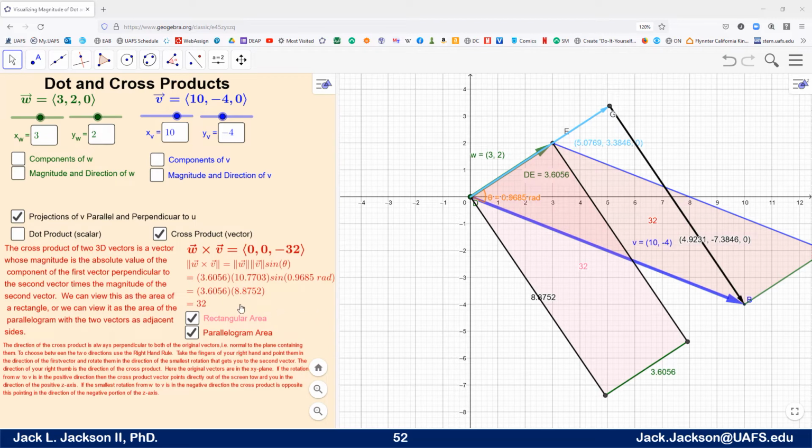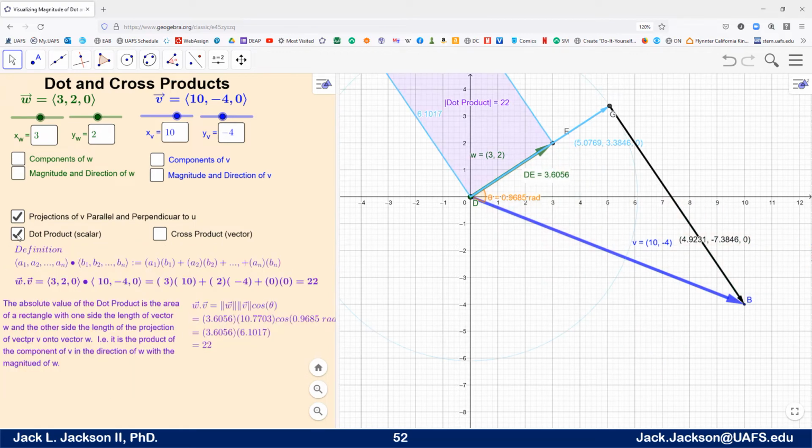It's 32, which is this magnitude here. And of course, the area of a parallelogram is base times the height, being this perpendicular distance between these two bases, same as this rectangle. So what is it again?